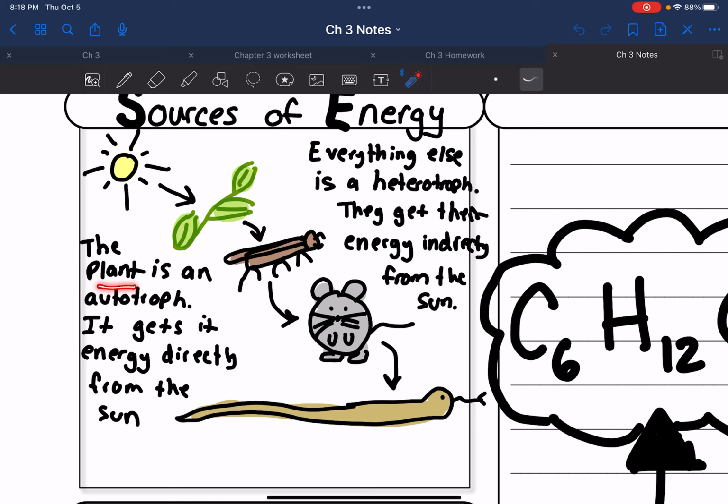The plant is an autotroph. It gets its energy directly from the sun. Everything else is a heterotroph. They get their energy indirectly from the sun.